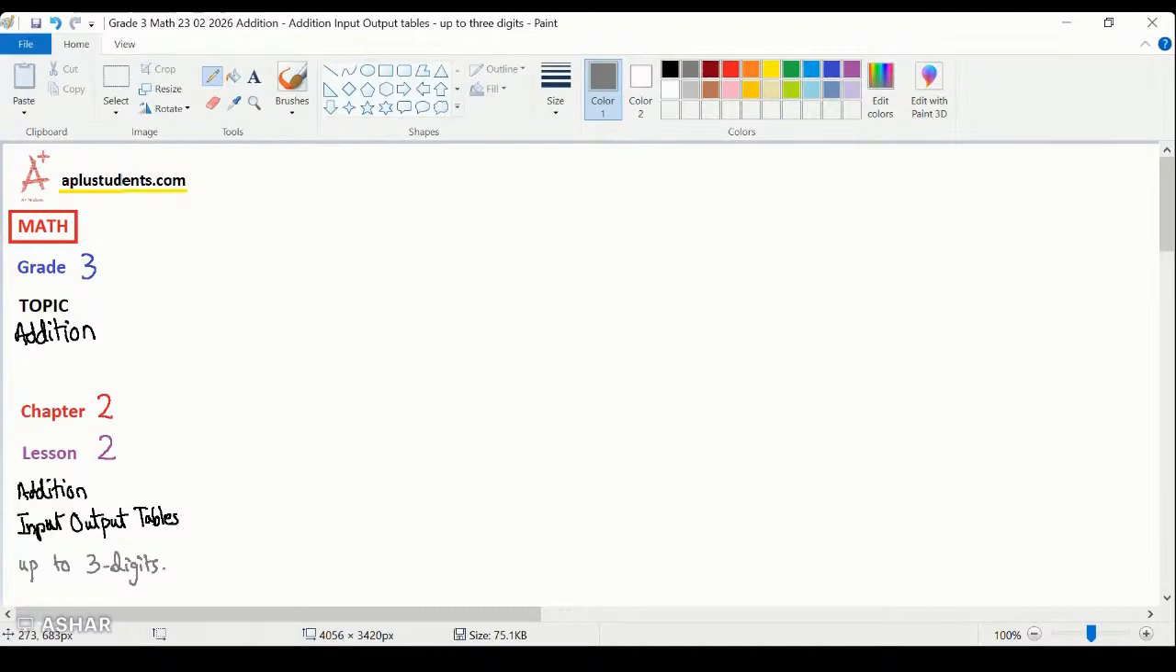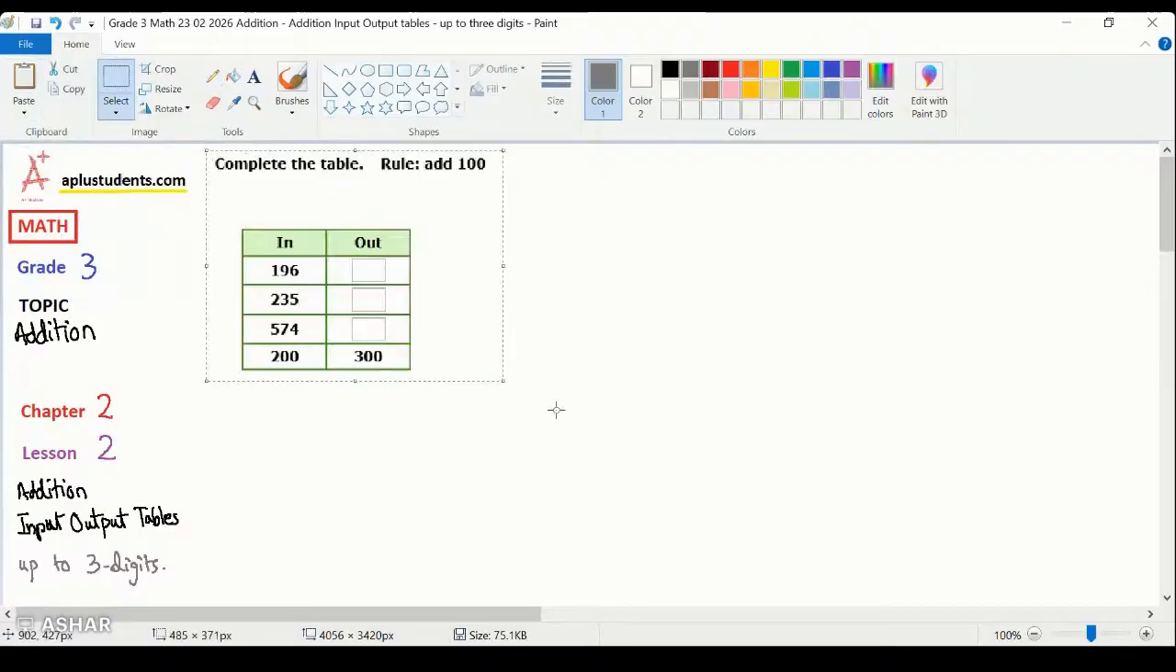So let's go to the website. Let's go to chapter 2, lesson 2, and let's look at the first question. What they are saying is complete the table, and a rule is sometimes given to us. We'll try to remove the rule and then try to solve the question. For the first question, they have given us a rule, and the rule says add 100. They have simplified the question for us.